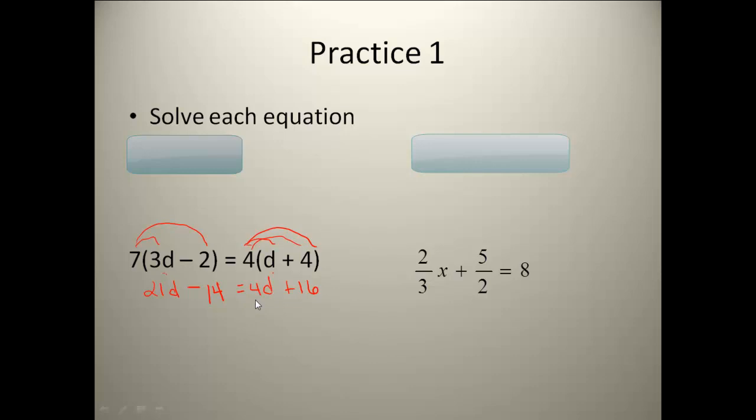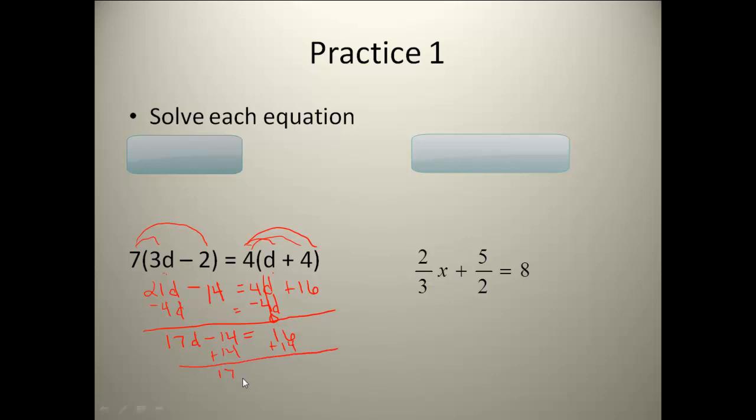Now I can go ahead and move my variable. I am going to move the 4D by subtraction. And on the left side, when I do that subtraction, I'm left with 17D minus 14 equals, well, 4D minus 4D is 0. And I'm just left with a 16 there. Now I have to get rid of this minus 14 because I have to undo the addition subtraction first. So I'm going to add 14 to both sides.